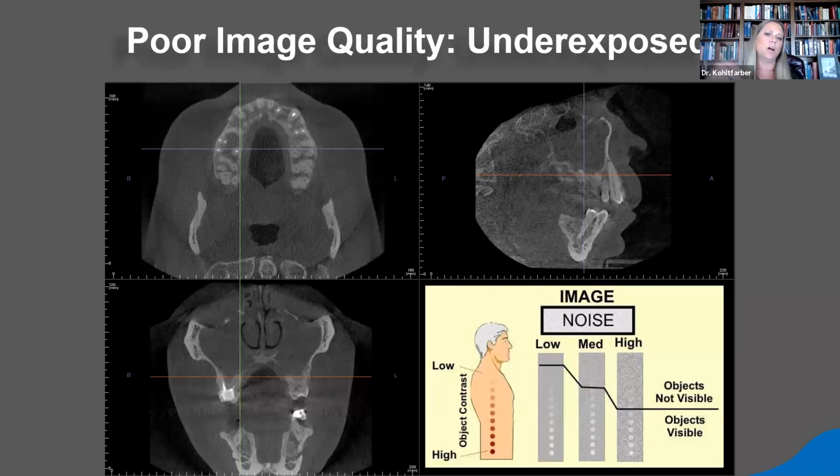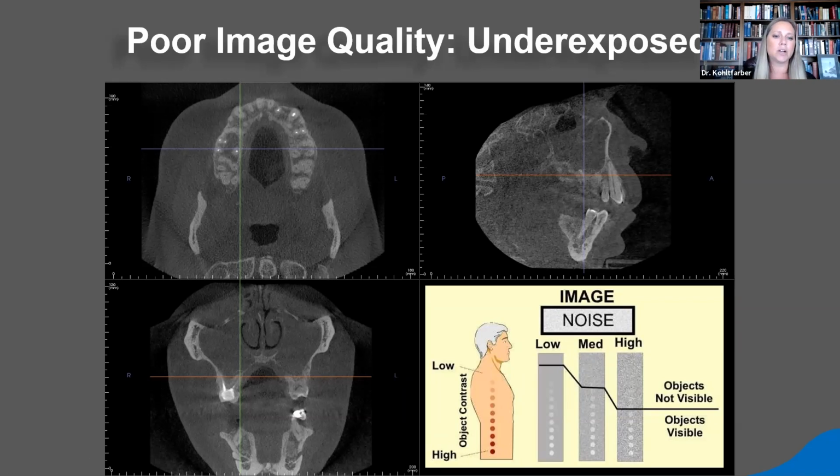So here's an example of a poor image quality, an underexposed image. And this one was sent in because they wanted to look at the periodontal ligament space. We want to look at the periodontal ligament space too. You can see how noisy this image is. This is an underexposed image.